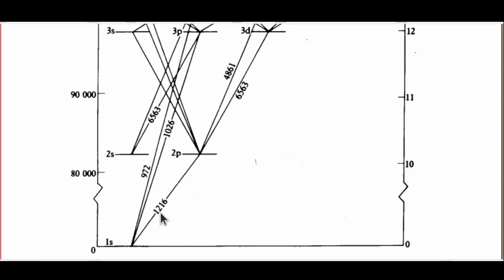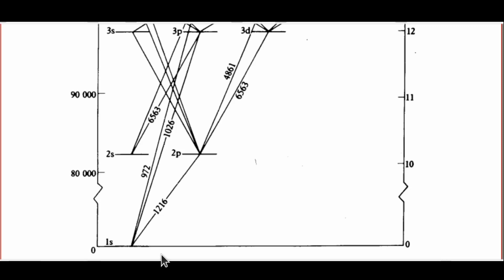And these numbers that are written here, 1216 for example, is actually the wavelength of the transition that occurs when a hydrogen atom transits from 2p to 1s level. Notice that the energy gap between these two levels is a bit more than 80,000 centimeter inverse. 80,000 centimeter inverse would have meant a wavelength of 1250 angstroms. The energy gap is slightly more, and hence the wavelength is slightly shorter.